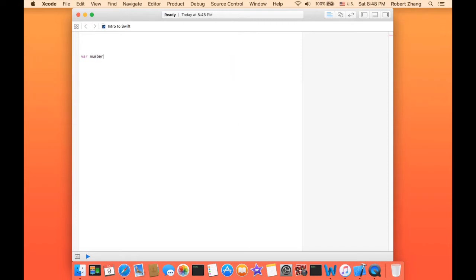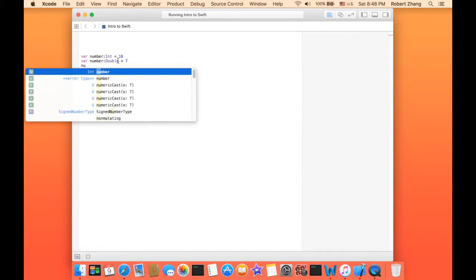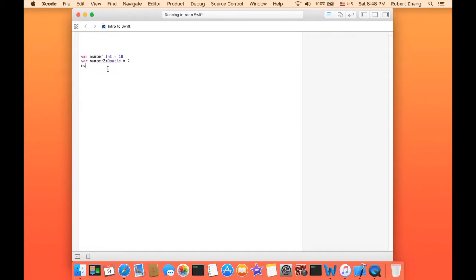So if I have an integer equal to 18 and I have a double equal to 7, number 2, I cannot do an operation between the two variables. As we can see, an error pops up. Alright, so if we want, we can cast. For sake of variety, I'm going to cast number 1 into a double, which is done like so.